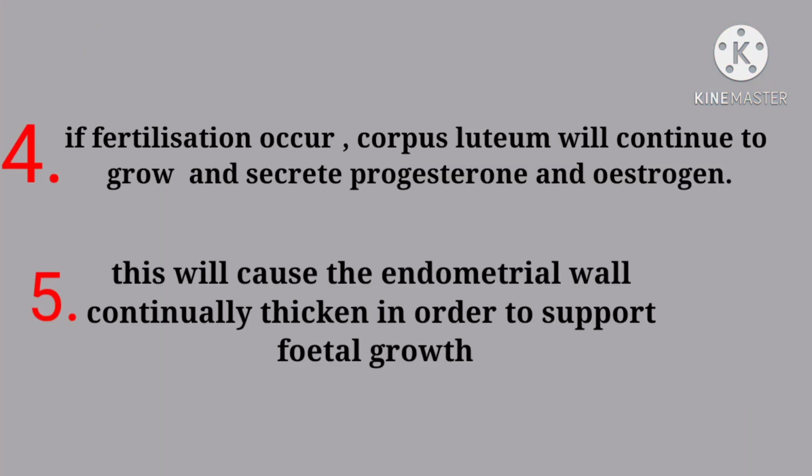If fertilization does occur, the corpus luteum will continue to grow and secrete progesterone and estrogen. This will cause the endometrial wall to continually thicken in order to support fetal growth.